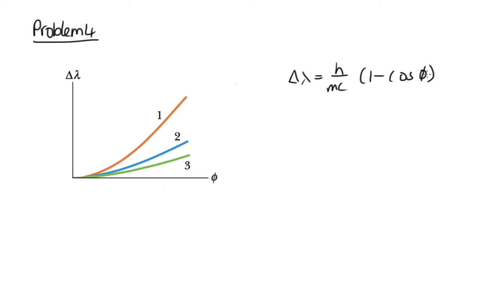But then as the angle increases, at 90 degrees, cos of phi is 0, and so we have h on mc. Now, this h on mc is going to be larger for lower masses. So number 1 has the largest value of h on mc, because that line is above, and then 2, and then 3. So 3 is going to have the largest mass, i.e. we're dividing by the largest number, and so we end up with the smallest shift. So this tells us that the mass of 3 is greater than the mass of 2 is greater than the mass of 1.